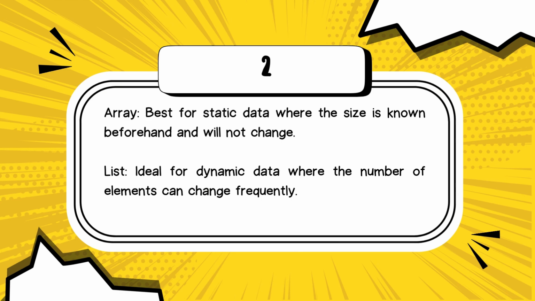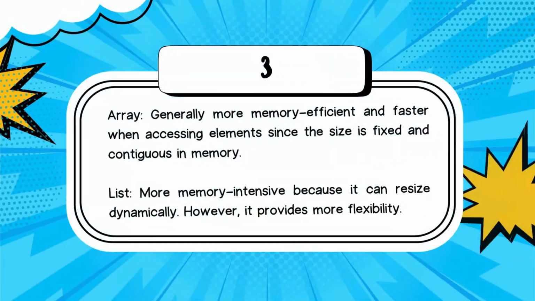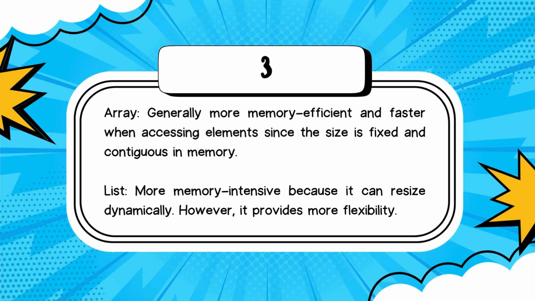2. Array: best for static data where the size is known beforehand and will not change. List: ideal for dynamic data where the number of elements can change frequently. 3. Array: generally more memory efficient and faster when accessing elements, since the size is fixed and contiguous in memory. List: more memory intensive because it can resize dynamically. However, it provides more flexibility.